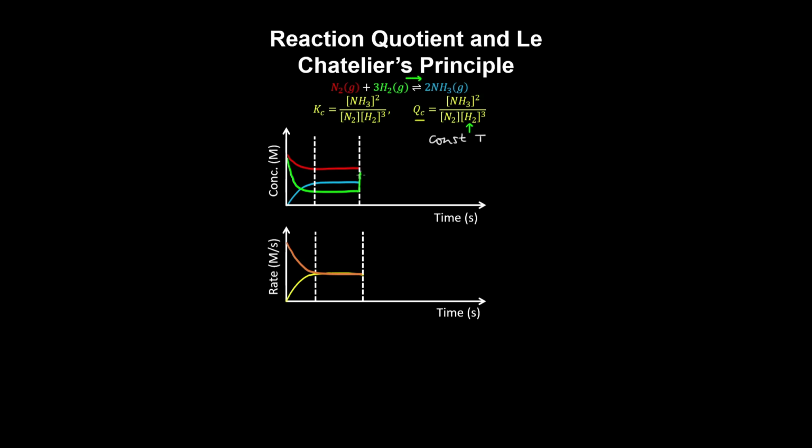So the excess reactant, H2, gets consumed, and this results in the other reactant being consumed also, while more of the product gets produced. So at our next state of equilibrium, the concentrations of the reactants and products are constant.